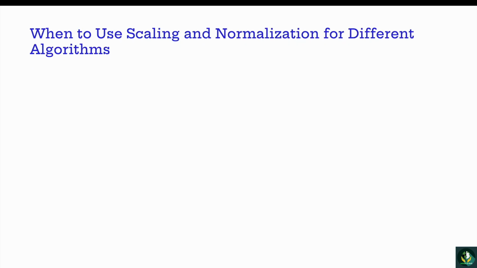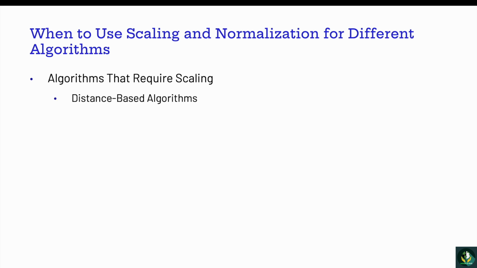Now, when to use scaling and normalization for different algorithms? Algorithms that require scaling are distance based algorithms, which are KNN, SVM, and K means clustering. These rely on distance metrics that are sensitive to feature magnitudes.